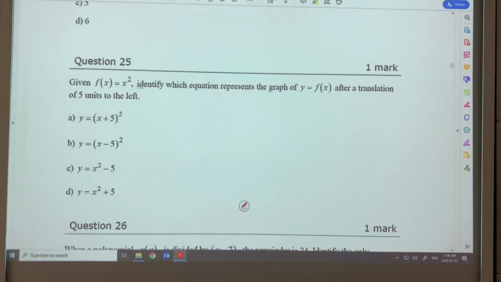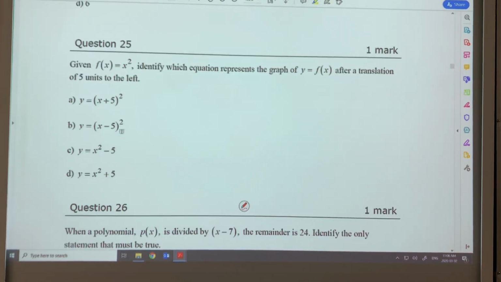We could do this one. Given x squared, which equation represents y equal f of x after translation of 5 units to the left? Be careful. A, B, C, or D? It's to the left, so it's on the x value, so it's definitely not C and D because that's changing the y values. Now, if you want to go 5 units to the left, what do you guys think? Yeah, definitely A.